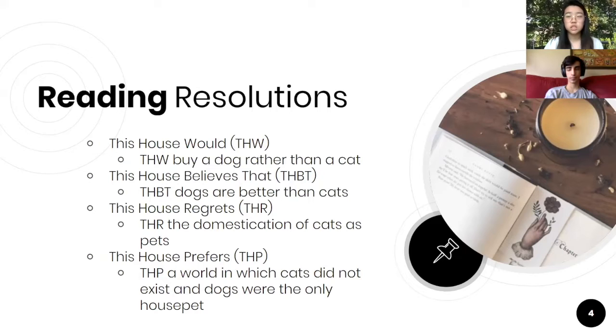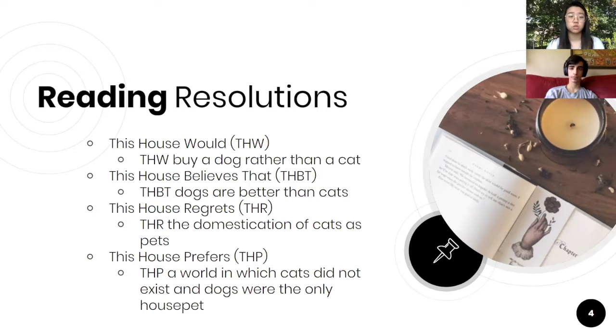The next one is THBT, which stands for This House Believes That. As opposed to the would motion, a believes that motion is more principally based, more theoretical. So an example of this is This House believes that dogs are better than cats. Recognize that the nuance in this resolution is specifically looking at the benefits of dogs over cats in theory, in principle, rather than the practical outcomes of buying a dog and the consequences that would be entailed as a result.